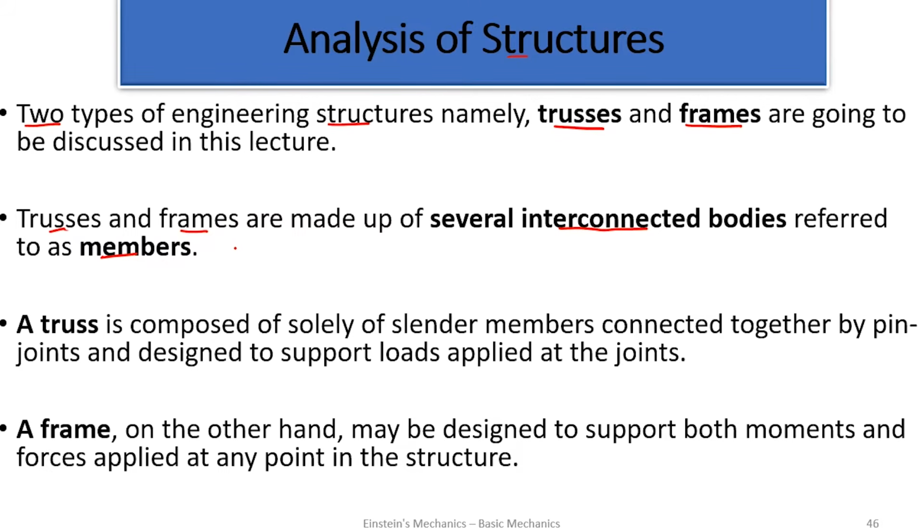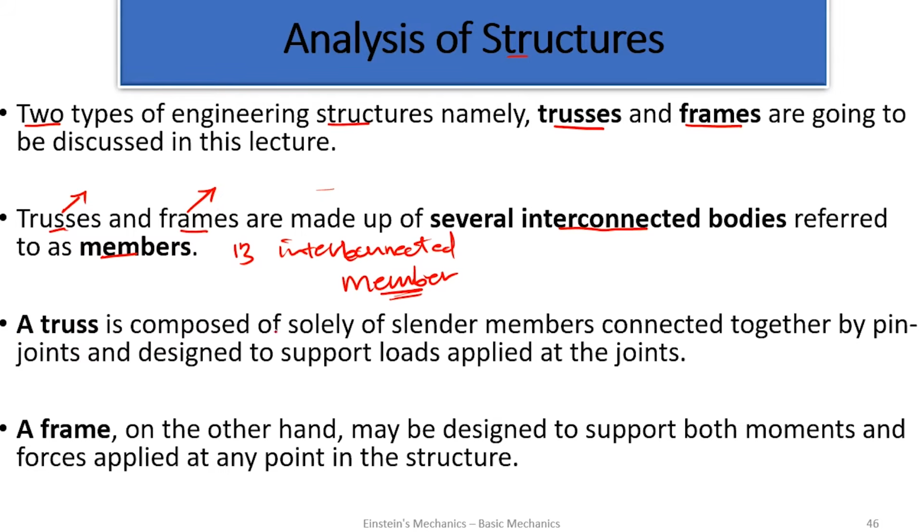Are we good? So if we have 13 interconnected bodies, each one is called a member, and we have 13 members to form the truss and the frame. Are we good? So now we are saying we are making analysis of engineering structures such as trusses and frames. How do we then differentiate between a truss and a frame? It's very simple. Let's look at the difference.